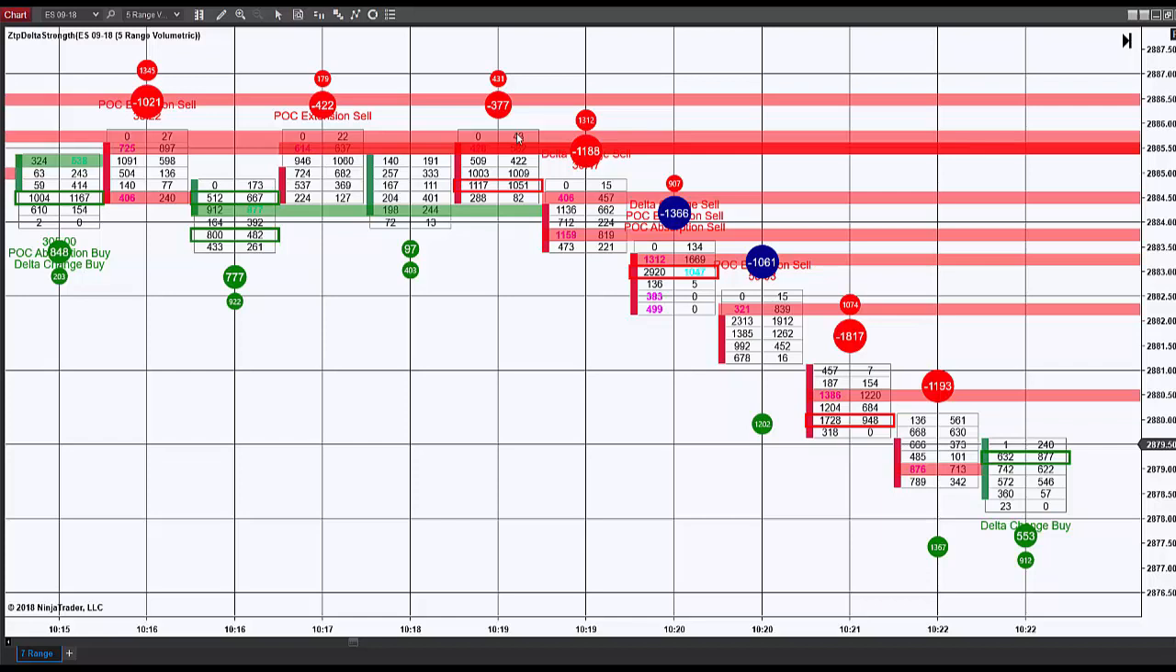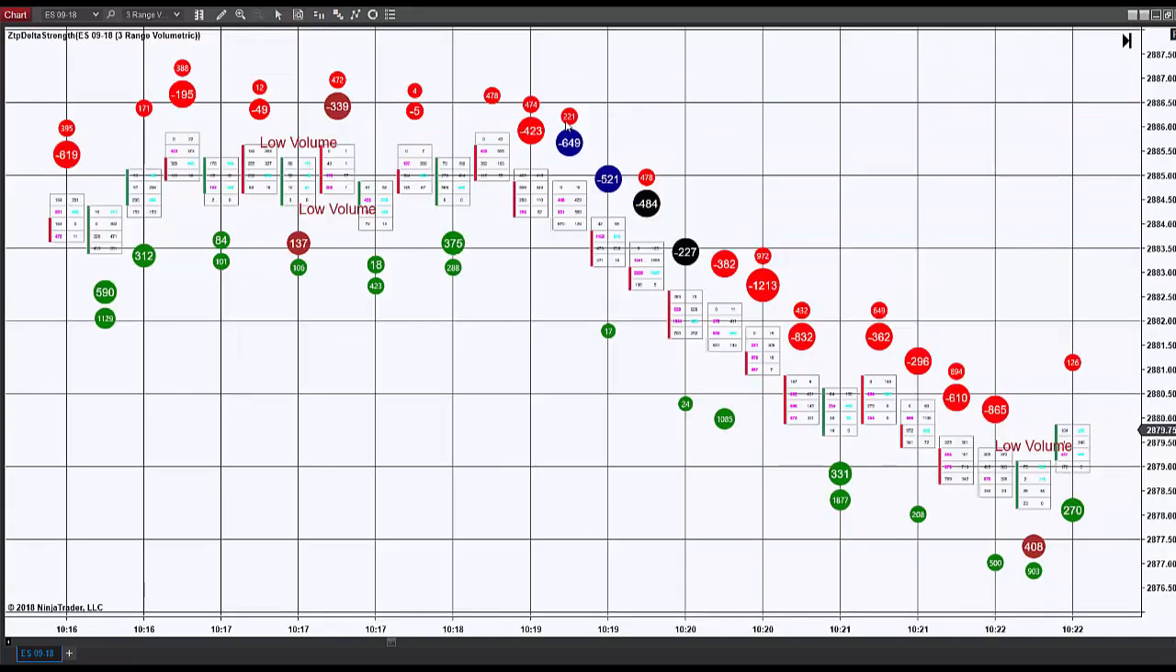Now the Delta Strength Indicator is a combination of two numbers. Those two numbers are the Delta Strength Indicator here, and the Delta Change Indicator, which is above or below the Delta Strength. The Delta Strength is not the Delta. The Delta Strength represents the strength of the move in that particular bar, and that's why it's called the Delta Strength Indicator. The Delta Change Indicator is the difference in the delta from bar to bar.